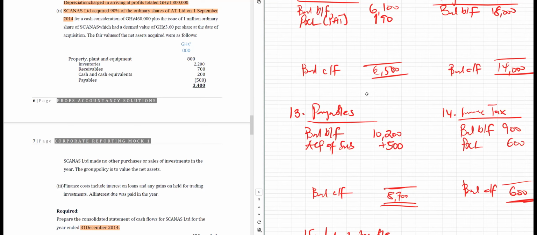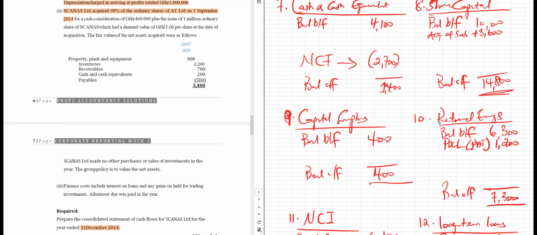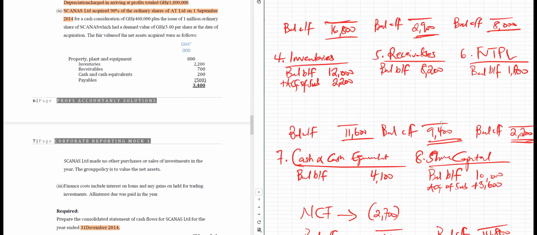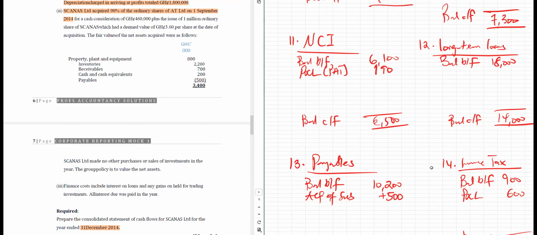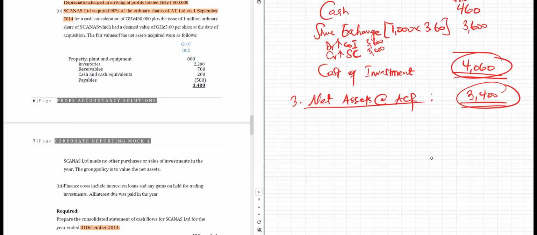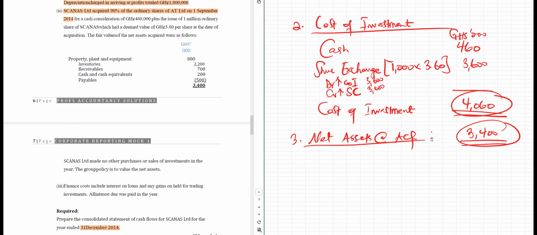Okay. These were the only things that the subsidiary brought, right? And they said receivables. Oh, we've not done receivable. Receivable was the 700. So acquisition of subsidiary, 700. Okay. Good. So that was it. But then we have gotten the net asset at acquisition. Now, our working for, what do we normally get? Goodwill.